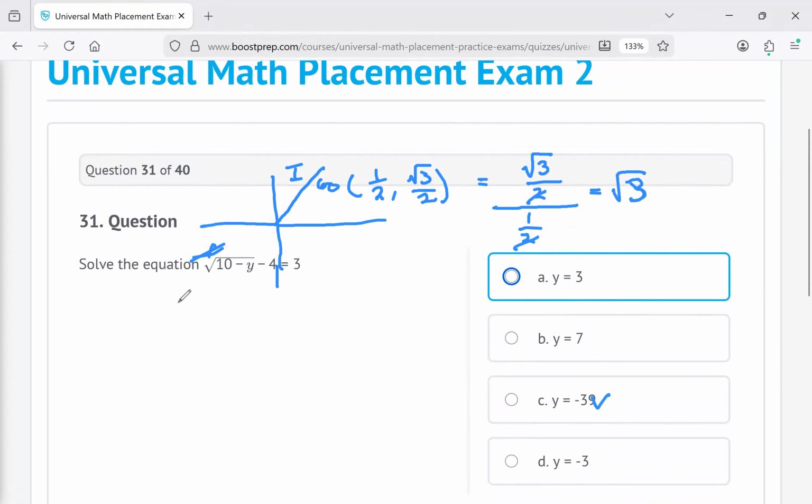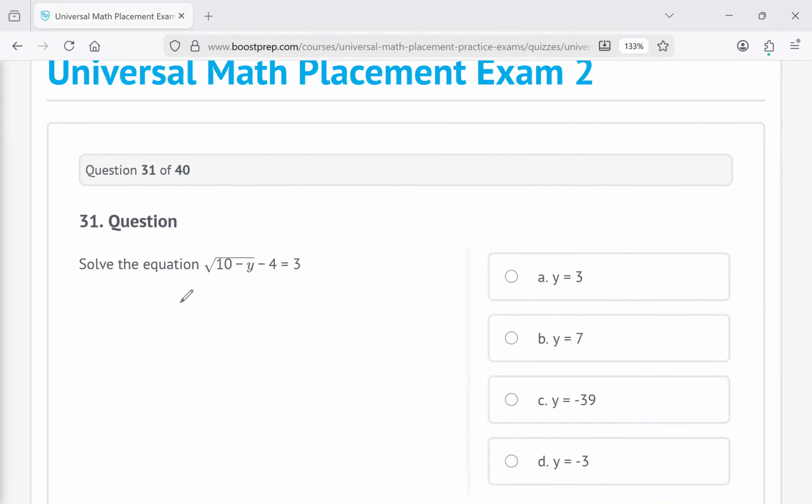Okay, this one, 31. Solve the equation. So first what I'm going to do is move this -4. It's not in the radical, so you can add 4 to both sides. We get the square root of 10 minus y equals 4 plus 3, which is 7. Then I'm going to square both sides because I want to get rid of the radical. So on the right, 7 squared is 49. On the left, the radical disappears.